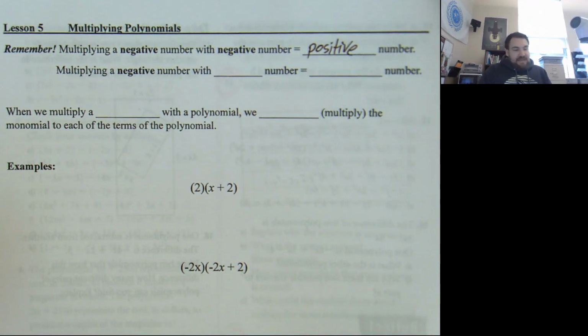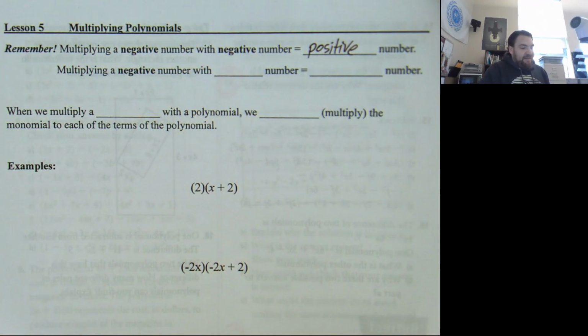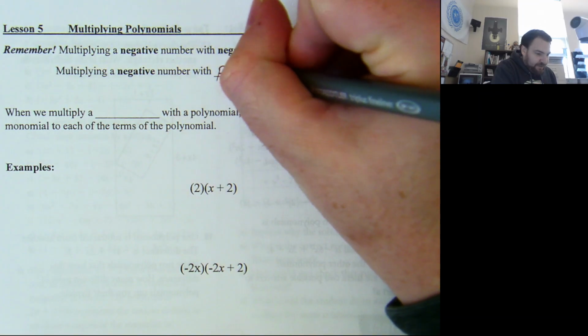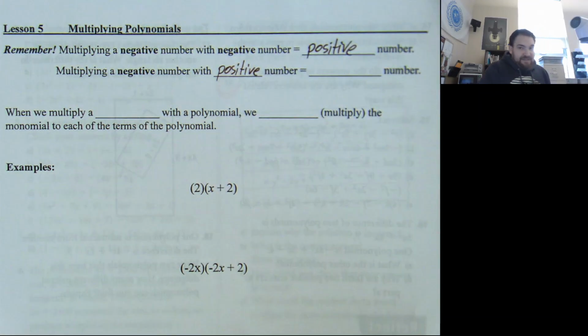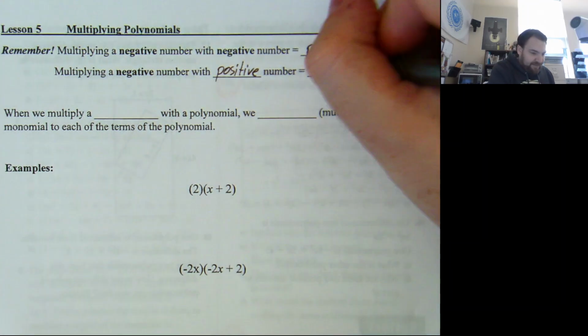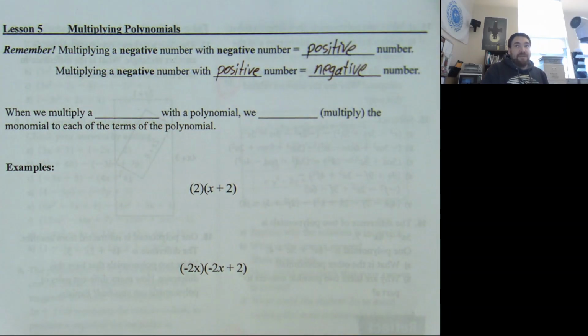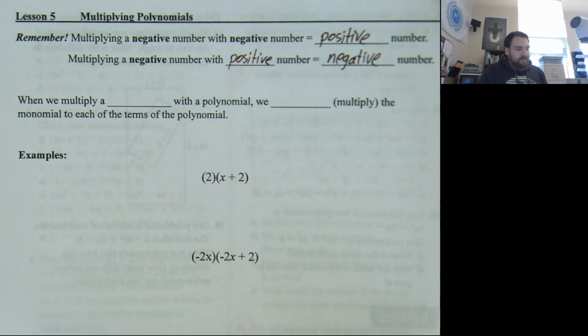Multiplying polynomials. A negative times a negative is a positive, and a negative number with a positive number is a negative number. Something that is important to remember.